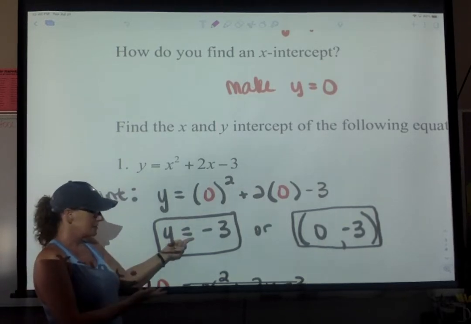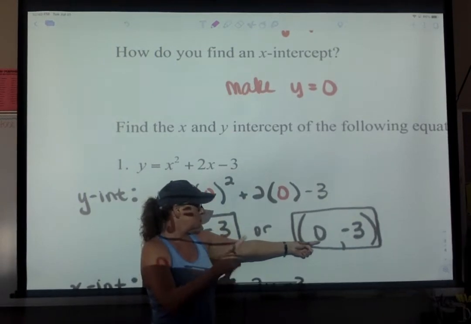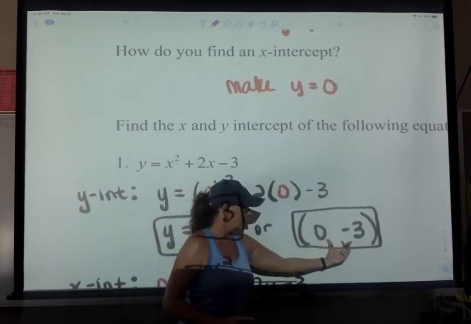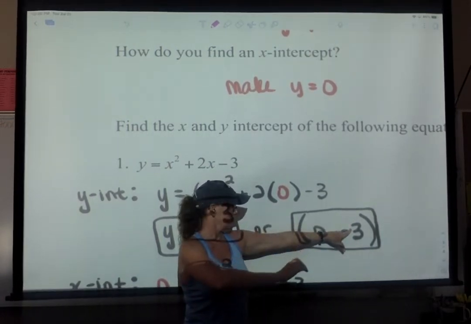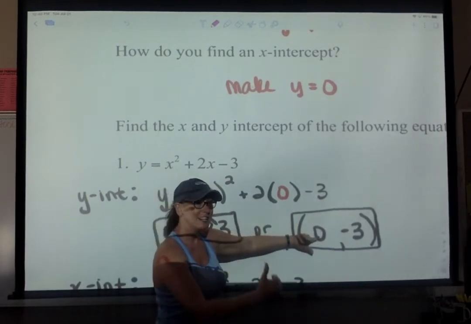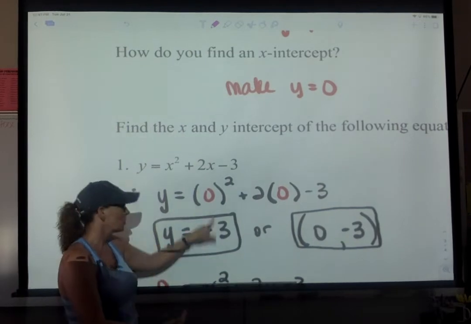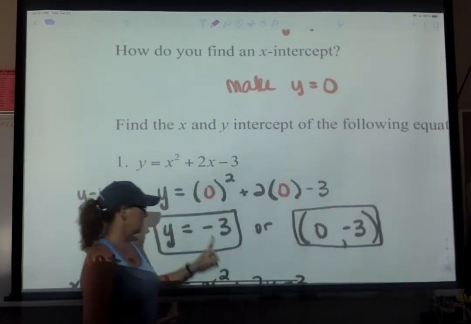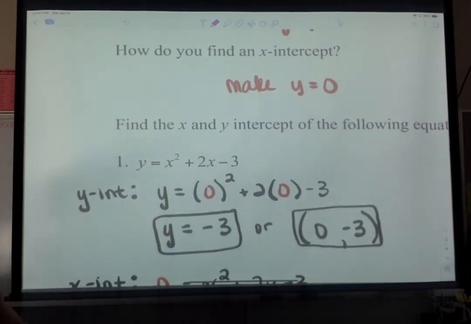You can write it like this, or you can write it as an ordered pair. Keep in mind, if you choose to write your y-intercept as an ordered pair, this goes in the y coordinate spot. The number you put in here is whatever you plugged in to get this. So since I plugged in 0 for x, 0 has to go here. This is what I got for its corresponding y. Either way is okay to write the y-intercept.